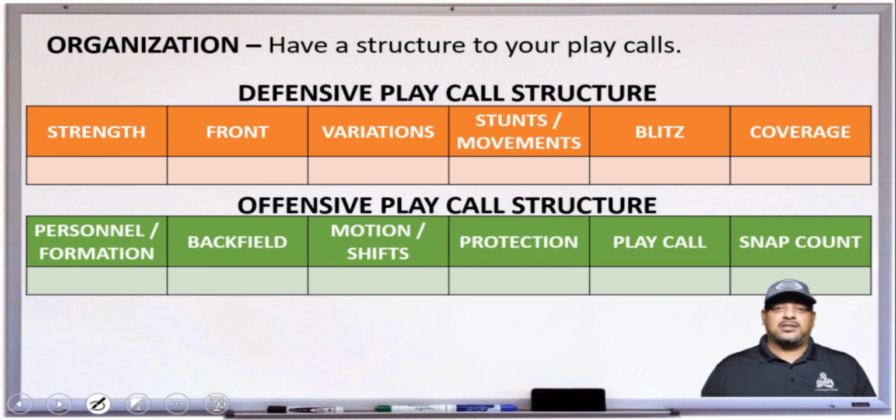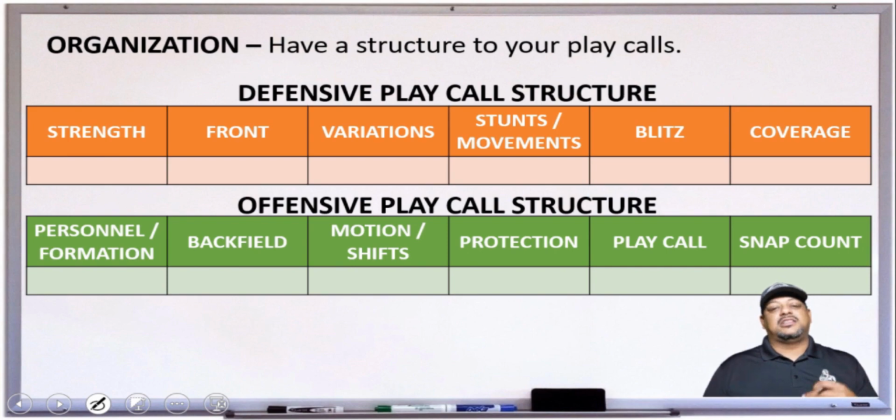Next is variations. And variation is just very simply the small changes we want to make to give it a different look. We may be in a 3-4 look, but we want to bring maybe one linebacker up to give a different look, but we're still playing our 3-4. So we may call, let's say, bear, Sam up or something like that. Whatever that is, keep it consistent.